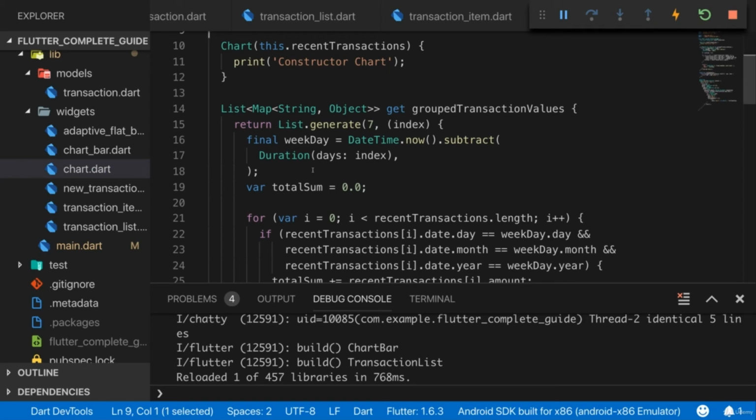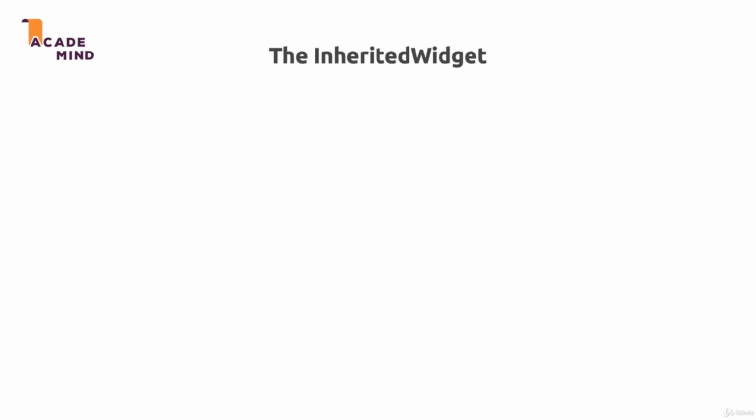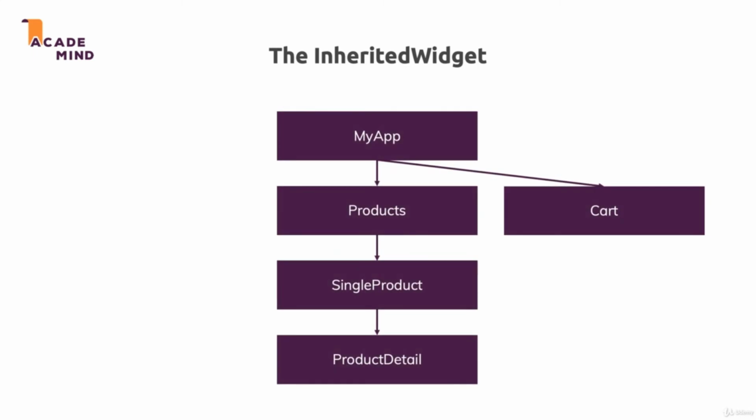But if you have a large widget tree, so with a widget that has another widget as a child, which has yet another widget as a child, and so on, then passing data between these widgets can get cumbersome. Here's an example, and we'll learn about a feature called inherited widget that helps us make that simpler. So here's our setup. We have a relatively large widget tree with our app widget, a products widget, single product and product detail widget, and also a card widget, which is a sibling to the products widget, for example, in a row or in a column.